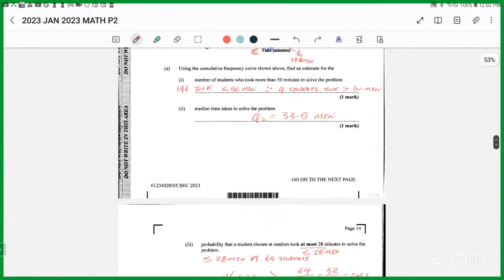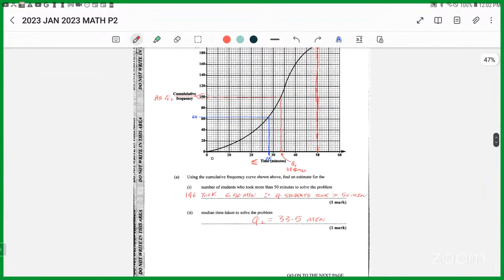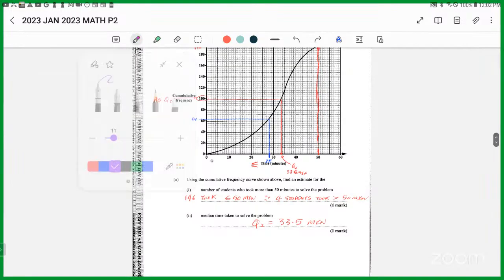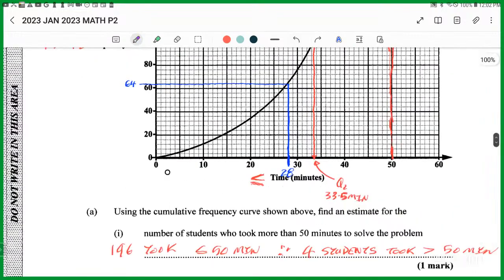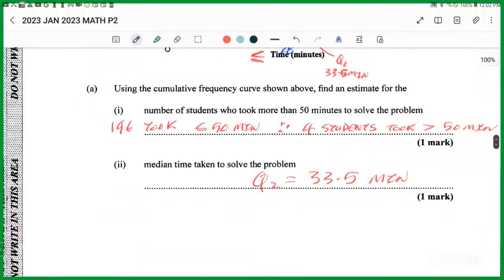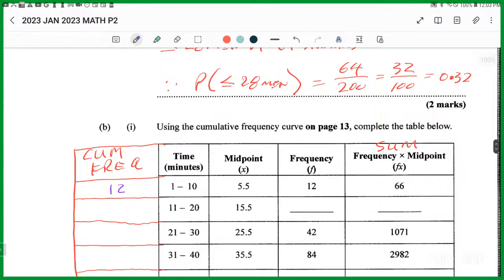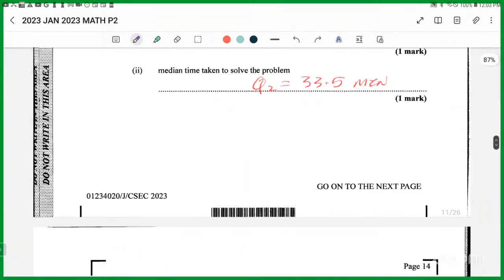For the purpose of showing that, I'm going to use a different color. So let's say x equals 10. Let's see what 10 corresponds to. Here you can see that 10 corresponds to 12. That's why the cumulative frequency for that is 12. The cumulative frequency is 12 to start, because the frequency is 12. Between 1 and 10 there are 12 in the first interval, in this interval here.